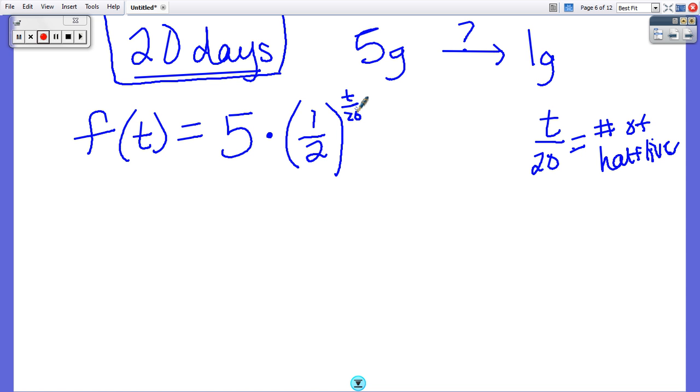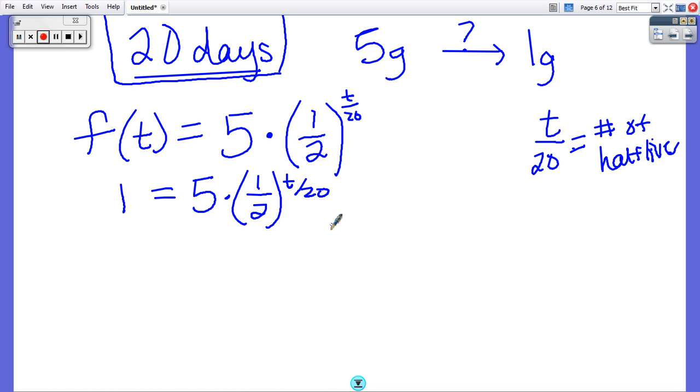The problem asks you, when will there be 1 gram left? Well, we start with 5. So what we're going to do is substitute in 1 for our final answer here. 1 equals 5 times 1/2 to the t over 20.